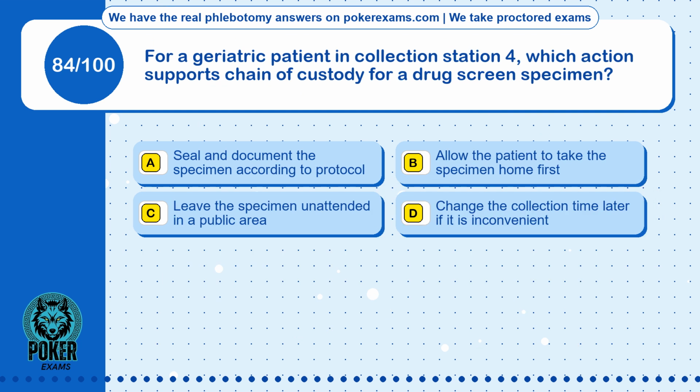Question 84. For a geriatric patient in collection station 4, which action supports chain of custody for a drug screen specimen? Option A. Seal and document the specimen according to protocol. Option B. Allow the patient to take the specimen home first. Option C. Leave the specimen unattended in a public area. Option D. Change the collection time later if it is inconvenient.